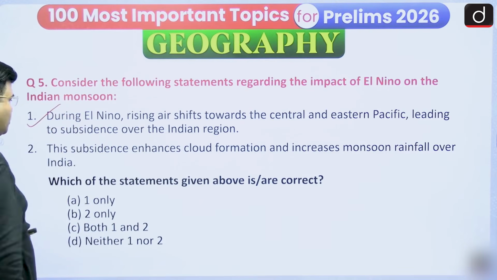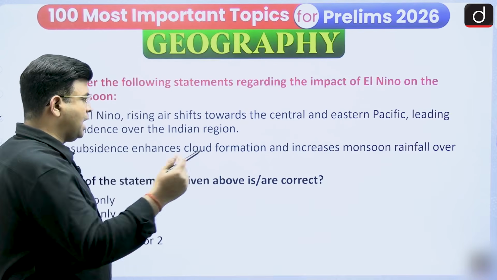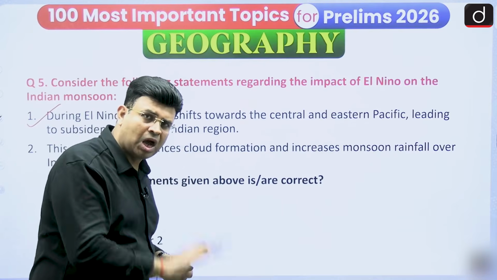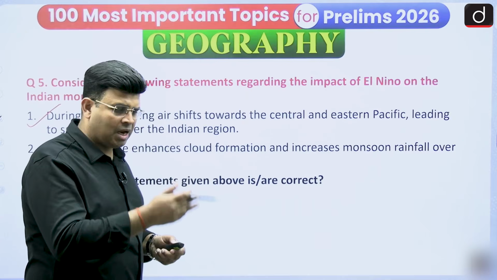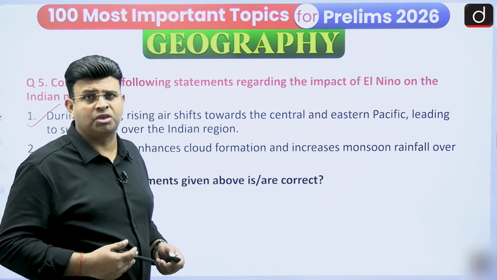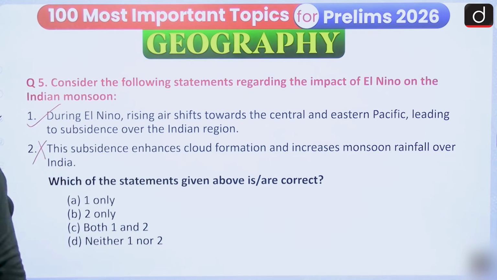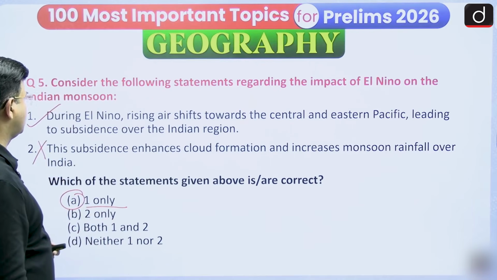This statement is right. This subsidence enhances cloud formation and increases monsoon rainfall over India. The subsidence pushes water vapor down, so cloud formation cannot take place, very little rainfall, and high pressure does not attract the monsoon either. So cloud formation will be very less. It is not enhancing. This statement is wrong. So only one statement, statement 1, is correct.